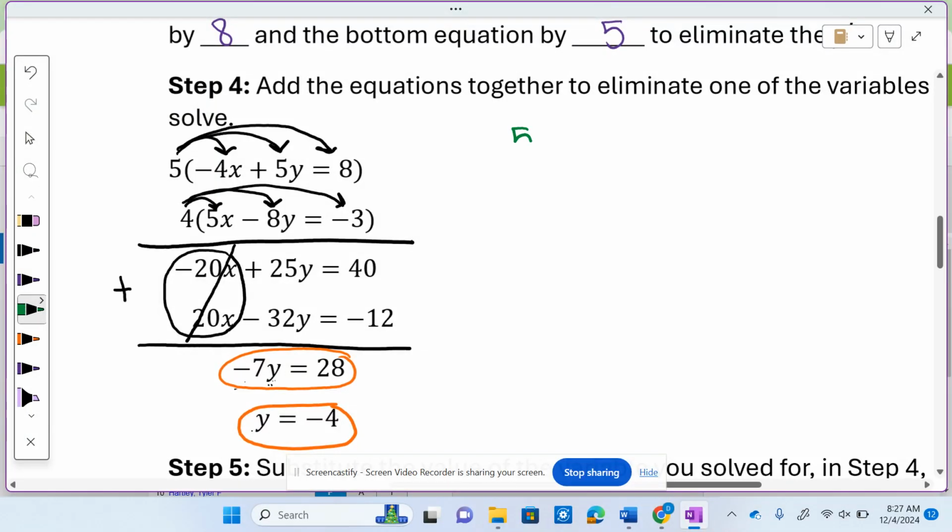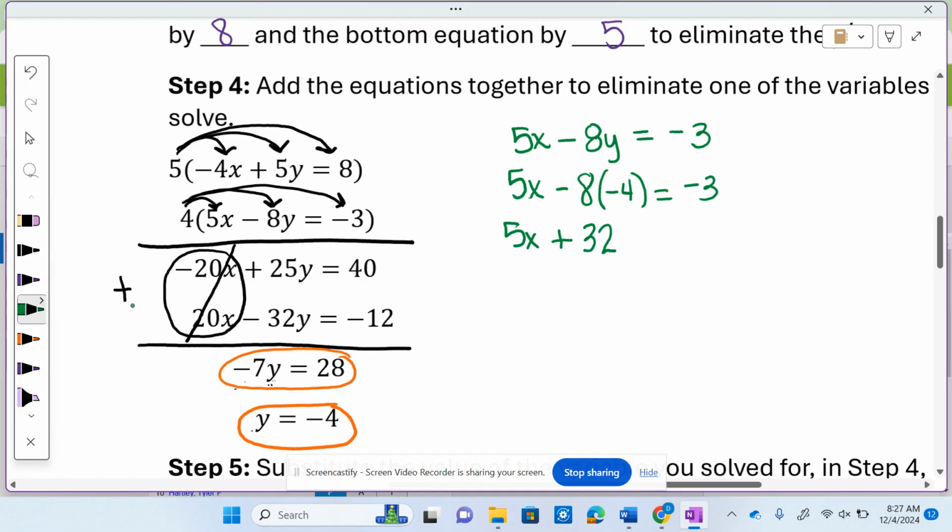So the bottom equation, 5x minus 8y equals negative 3. Well, we know that y is negative 4. So let's rewrite this. 5x minus 8 times y, which is negative 4, equals negative 3. What is negative 8 and negative 4 when I multiply those together? A positive 32. So 5x plus 32 equals negative 3.